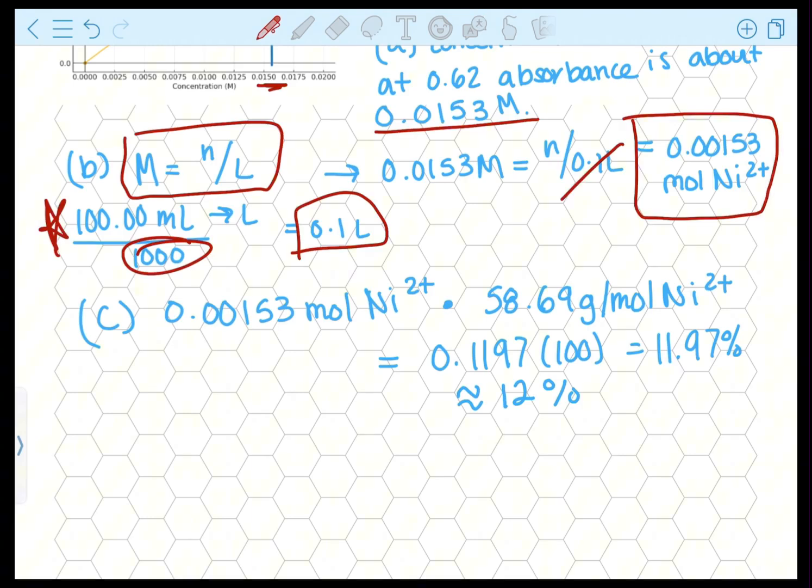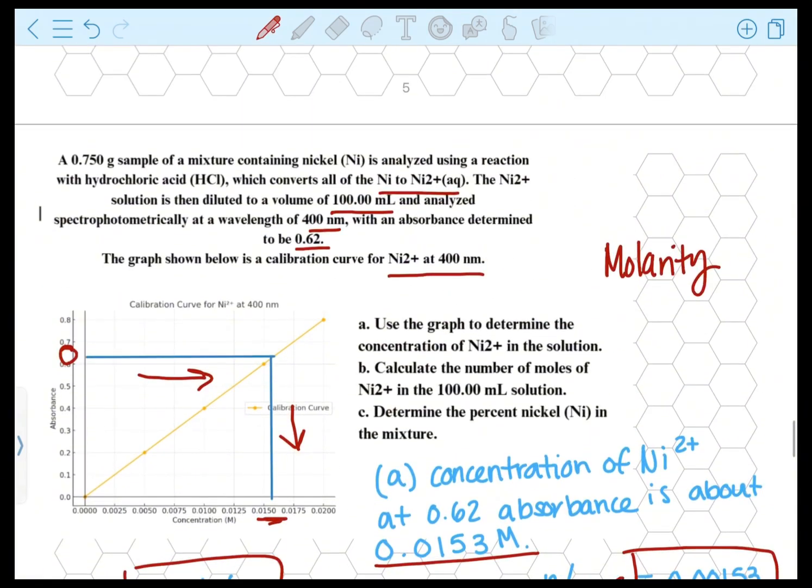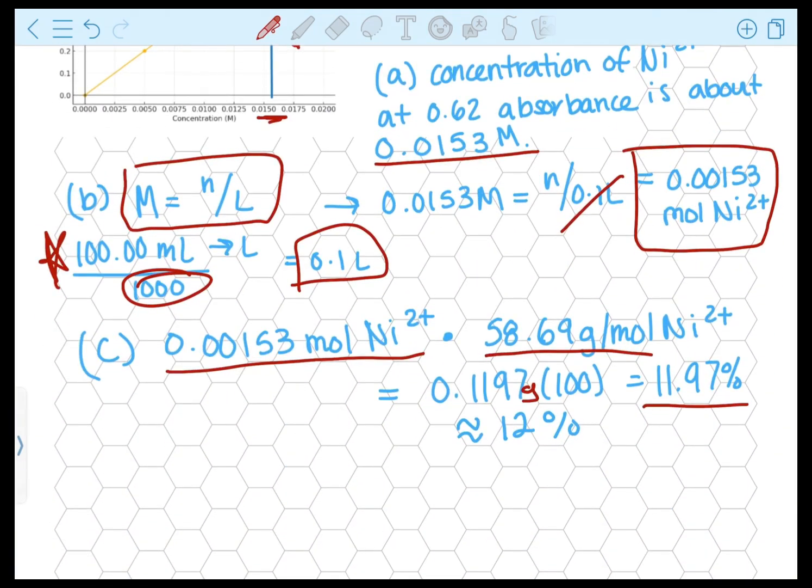And lastly, part C. So in part C, we're going to need part B. So if we have 0.00153 moles of nickel 2+, we just have to find the mass and divide by the total mass. So in order to find the mass, we just use the molar mass of nickel, and that gives us 0.0898, and divide by the total mass, which is 0.750 grams, and that gives us 0.1197, and times 100 to get percent, 11.97%. But since we have 3 sig figs in the original equation, it'll be 12.0%.